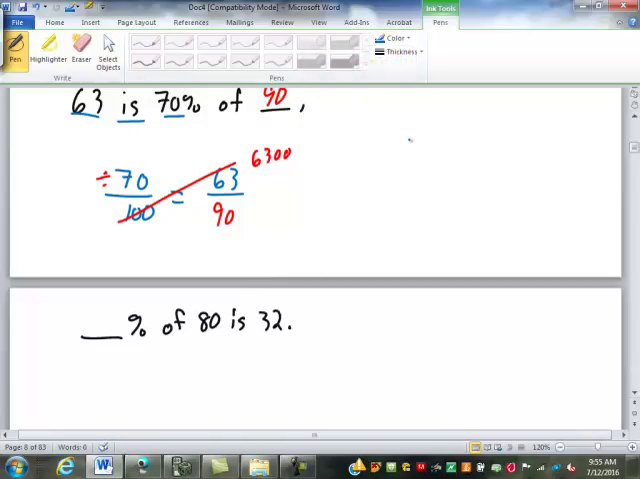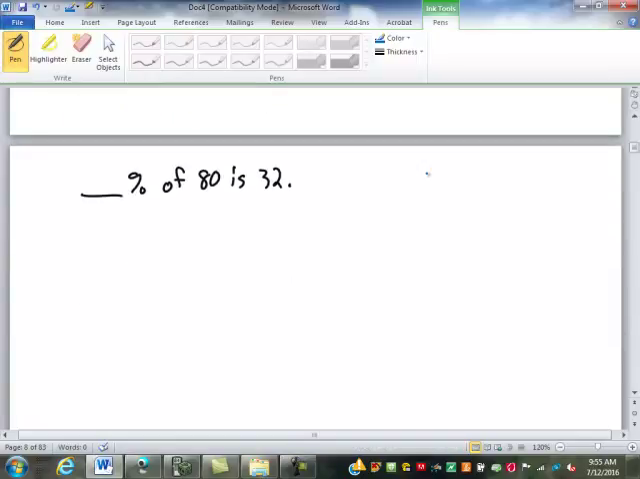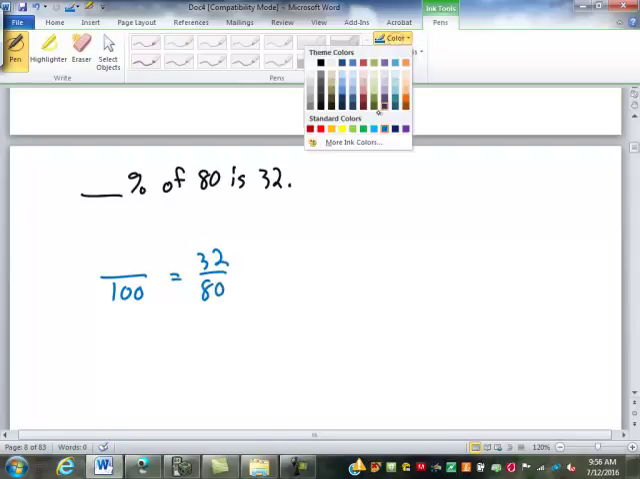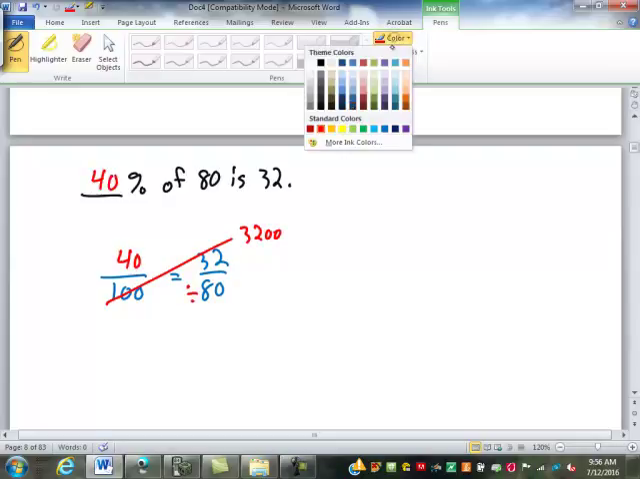So if I give you blank percent of 80 is 32, how do I set that one up? Blank over 100. 32 over 80, good. Cross multiply. 100 times 32 is 3,200. Divide by 80 is 40. We get 40%.